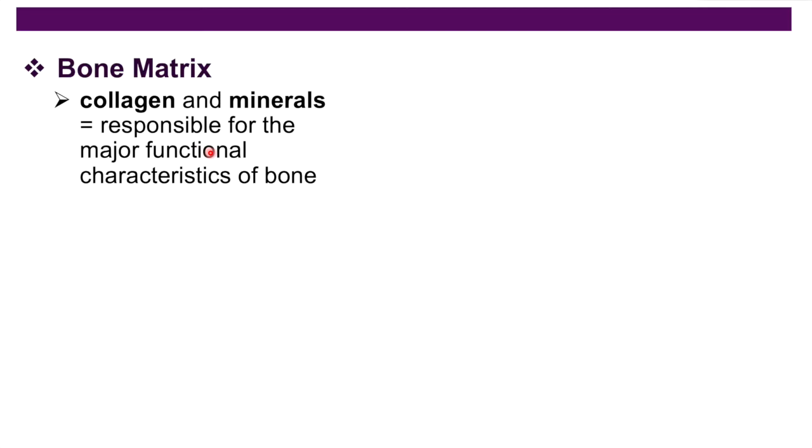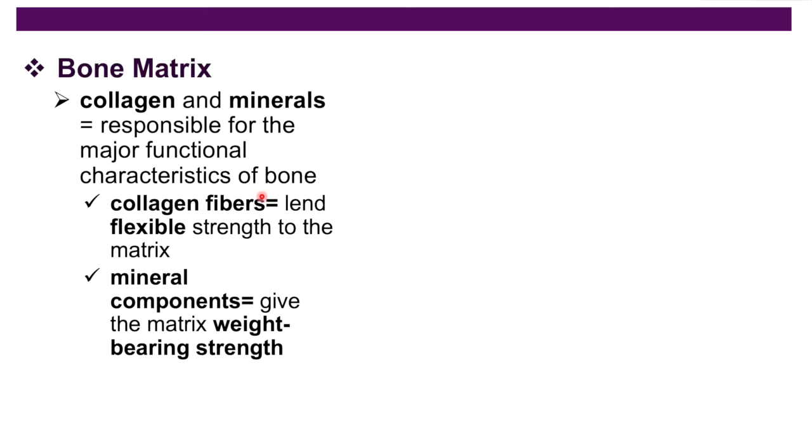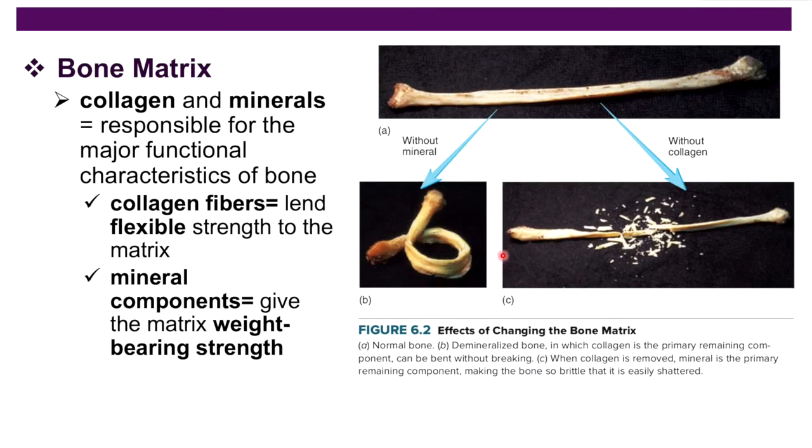The collagen fibers are responsible for the flexibility of the matrix, while the inorganic materials give the matrix hardness or weight-bearing strength. Thus, if we conduct a simple experiment by submerging a bone in acidic solution or vinegar, which dissolves the inorganic materials in the matrix, the bone becomes flexible since what will remain are collagen fibers only. On the other hand, if collagen fibers are removed, leaving behind the inorganic materials, the bone becomes brittle.